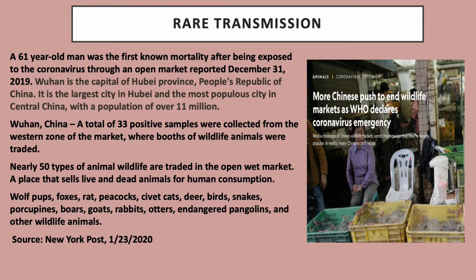Transmission. What we do know is the first known case of coronavirus occurred in a 61-year-old man after being exposed to open markets in the capital of Hubei Province called Wuhan. Also, a total of 33 positive samples were collected from the western zone of the market. So in this particular market, there are nearly 50 types of animal and wildlife that are traded for human consumption, both live and dead animals.